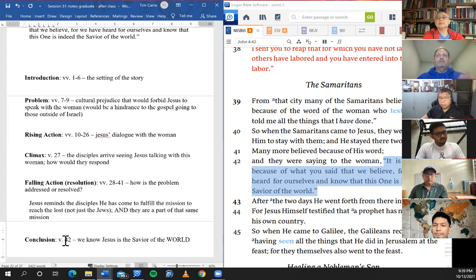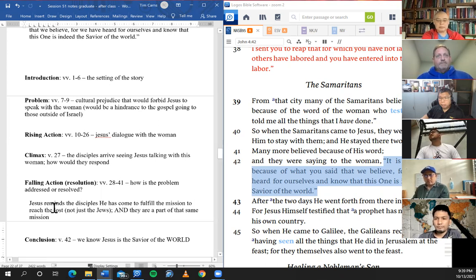And added to that, Jesus wants the disciples to recognize, in spite of the cultural prejudice around you, you need to be on the same mission. I didn't just come for the Jews, I came for the world. And you've been sent as well.